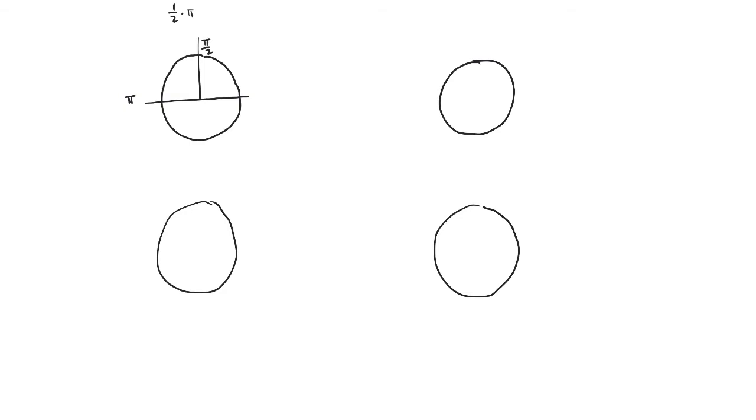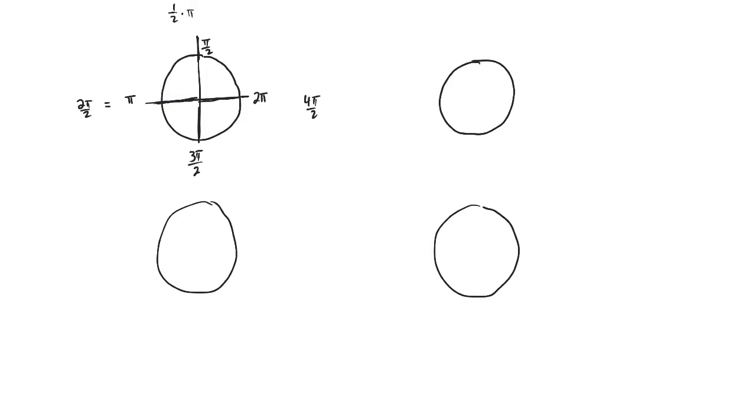Okay, so we can count by pi's over 2. There's 1 pi over 2, 2 pi over 2, which simplifies to pi. Here would be 3 pi over 2. And then counting another half a pi would get us to 4 pi over 2, which simplifies down to 2 pi. Okay, what would that be in terms of degrees?